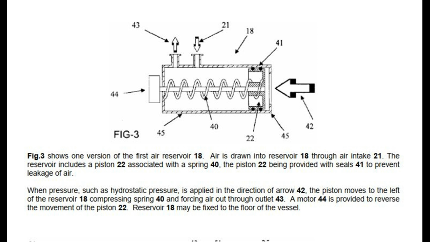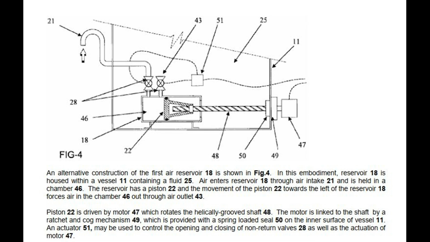An alternative construction of the first air reservoir 18 is shown in Fig 4. In this embodiment, reservoir 18 is housed within a vessel 11 containing a fluid 25. Air enters reservoir 18 through air intake 21 and is held in a chamber 46. The reservoir has a piston 22 and the movement of the piston 22 towards the left of the reservoir 18 forces air in the chamber 46 out through air outlet 43.